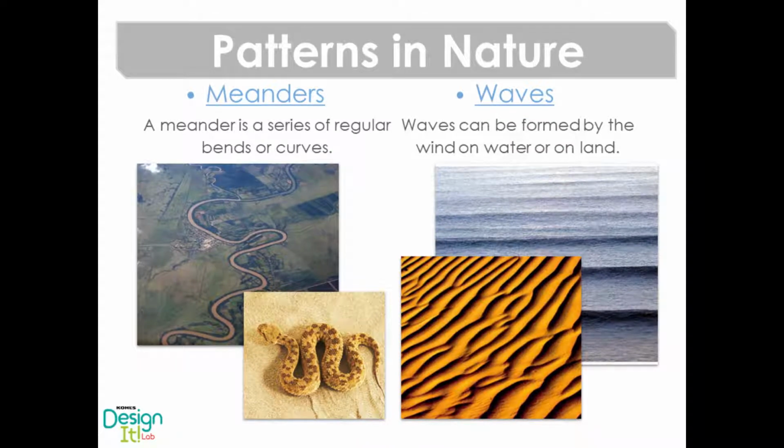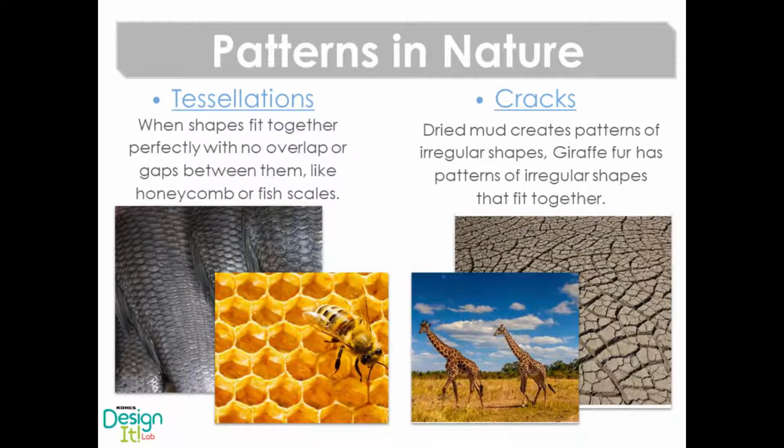Patterns. Meanders, a series of irregular curves like the one found in this river and snake. Waves, a pattern that is oftentimes formed by wind over land or water. Tessellations, when shapes fit together perfectly, like a honeycomb hexagon or fish scales. Cracks, irregular shapes that fit together like in dried mud or on giraffes.